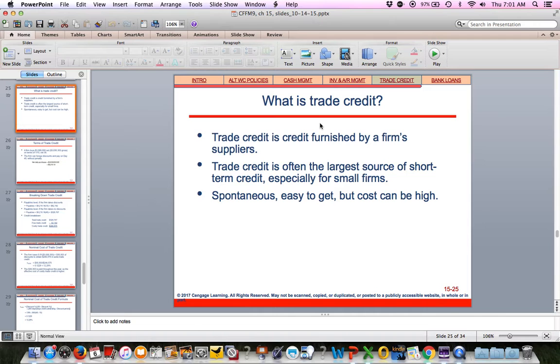Okay, let's talk about what trade credit is. Trade credit is furnished by a firm's suppliers. Trade credit is quite often, for almost all companies, the largest source of short-term credit, especially for small companies. It's spontaneous, it's easy to get, but the cost can be high.